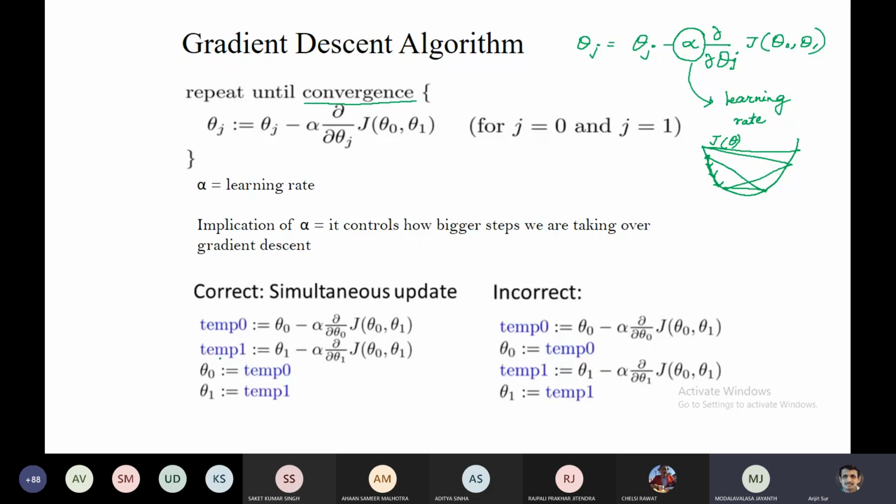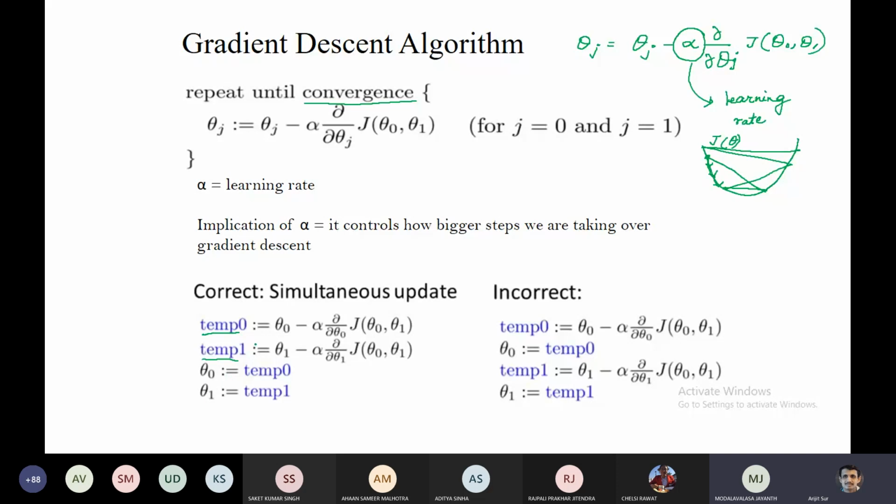So what is the step? We can take two temporary variables, temp 0 and temp 1. Temp 0 is basically theta 0 minus the learning rate alpha times the partial derivative with respect to theta 0 of J of theta 0, theta 1. And temp 1 is theta 1 minus alpha times the partial derivative with respect to theta 1 of J of theta 0, theta 1. And then we assign temp 0 and temp 1 to theta 0 and theta 1.